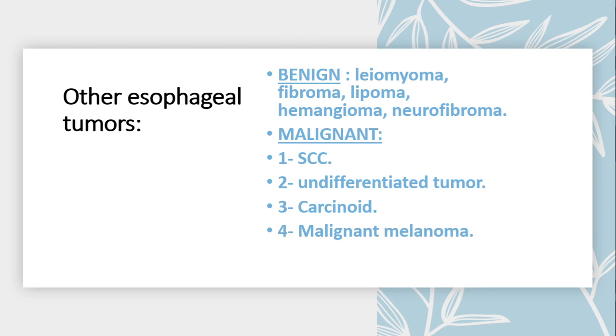Other esophageal tumors, rather than esophageal adenocarcinoma complicating Barrett esophagitis, include benign tumors of the soft tissue of the wall, including leiomyoma, a benign tumor of the smooth muscle; fibroma, a tumor in the stroma; lipoma, a benign adipose tissue mass; hemangioma, a vascular tumor in the submucosa or in the wall; and neurofibroma, nerve involvement by a benign tumor.